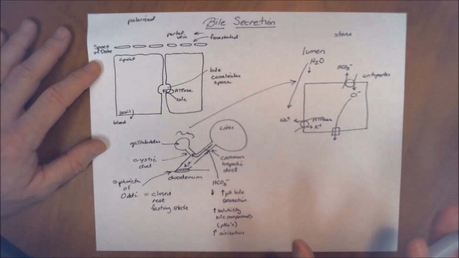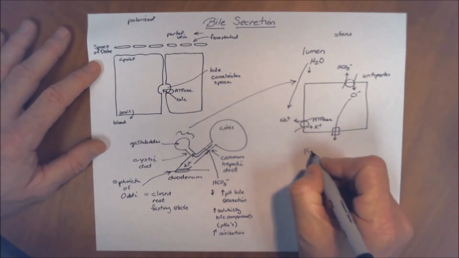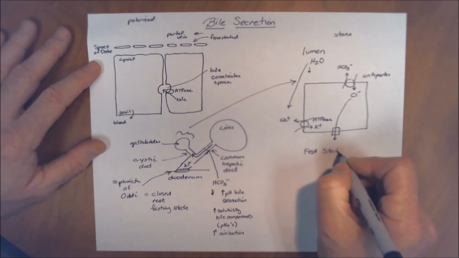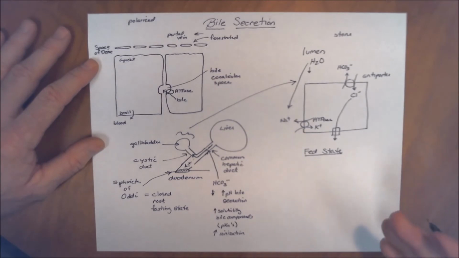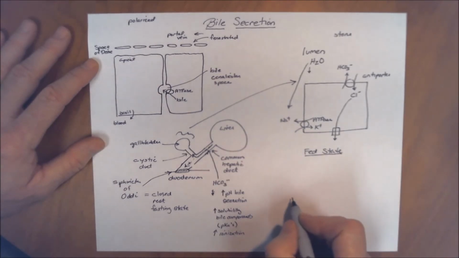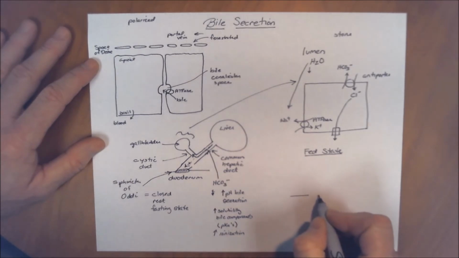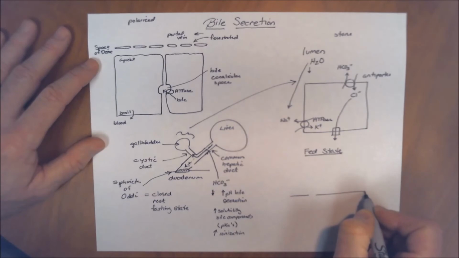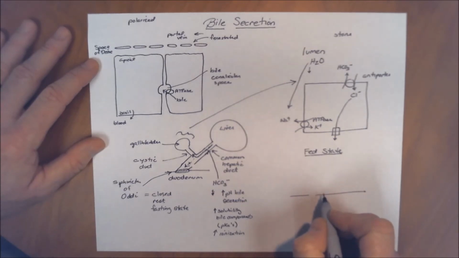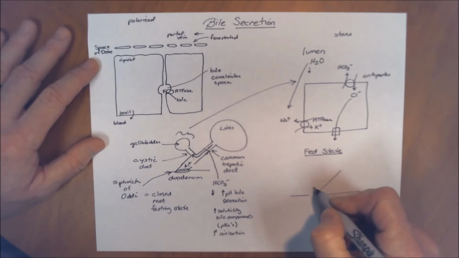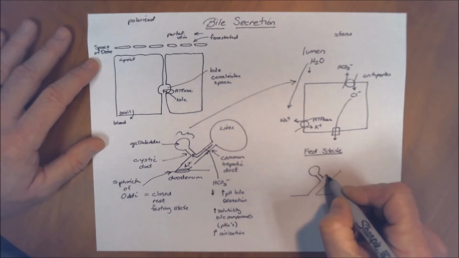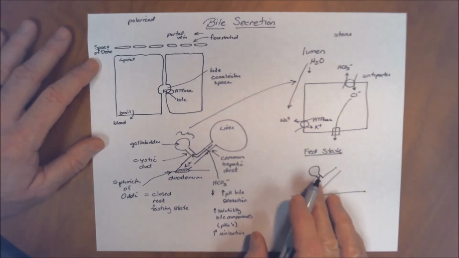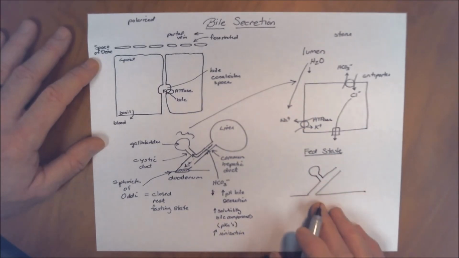Now, what happens when we move into a fed state? So now we've eaten that hamburger with a nice load of fat in there. Now recall originally what is happening in the digestive tract. We have our sphincter of Oddi, which under fasting conditions is closed. Our gallbladder is storing bile that is being fed from the common hepatic duct.